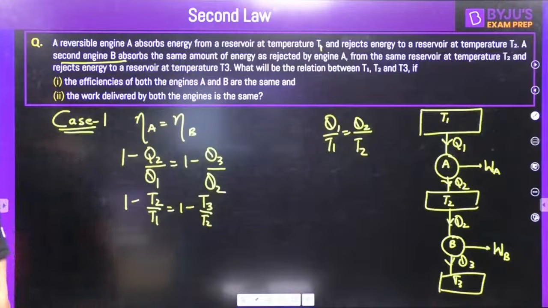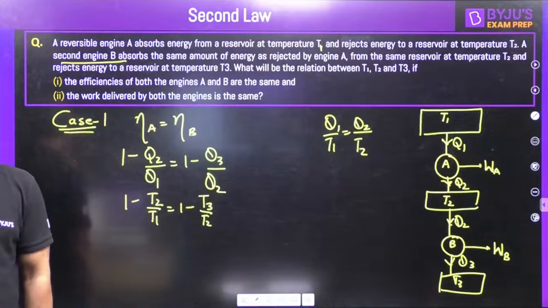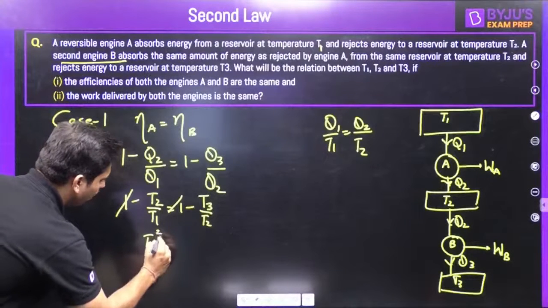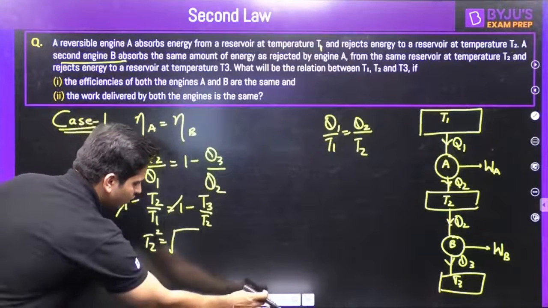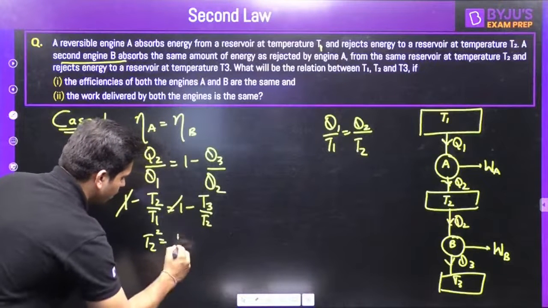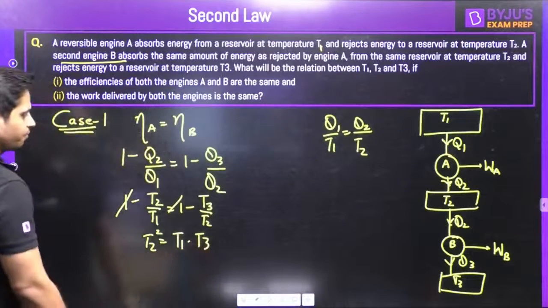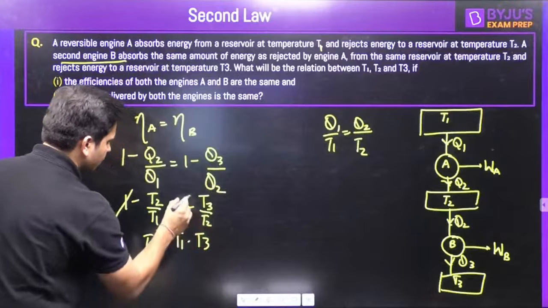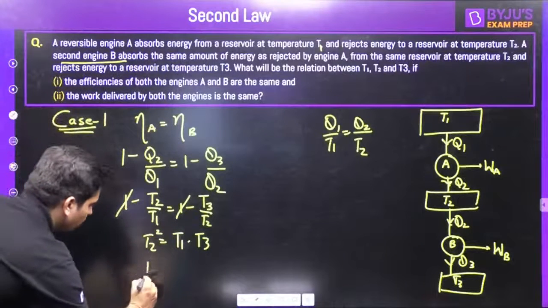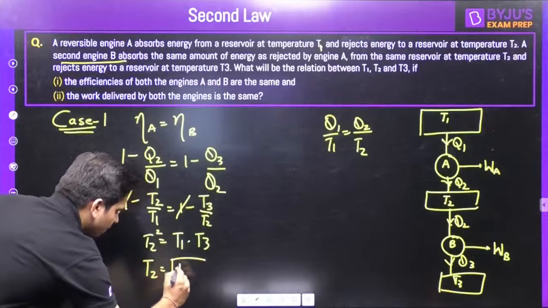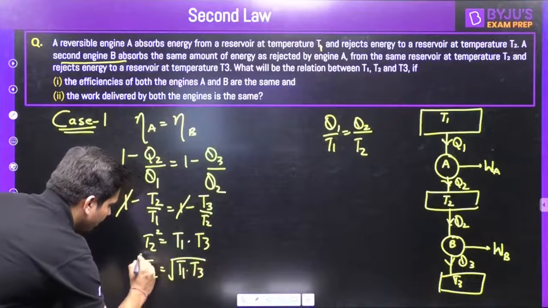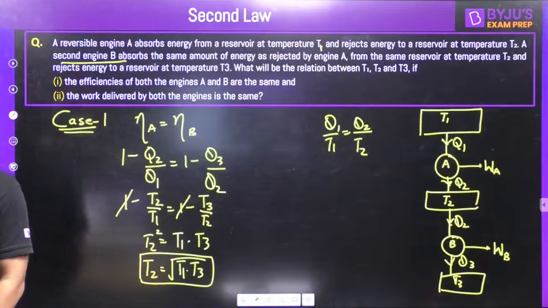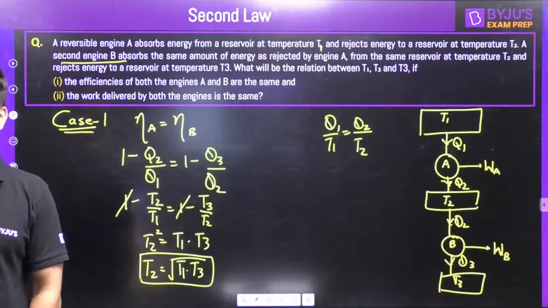T2 is equal to T1 into T3, under root T1 into T3. That is correct. Okay, so this will get cancelled. T2 square is equal to T1 into T3, so T2 is equal to under root T1 into T3. So if the efficiencies are same, this is the relationship between T1, T2 and T3.